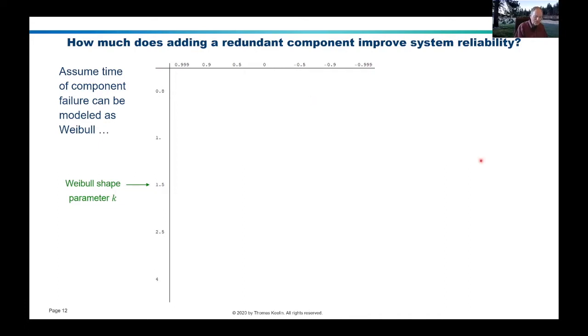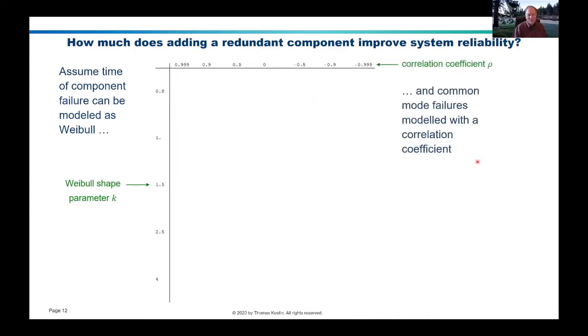of the Weibull shape parameter and common failure modes, which in this case I'm going to model as a correlation coefficient. Now, there are more sophisticated ways of modeling that, but let's just say that if the two components are independent, that's a correlation coefficient of 0. They could be dependent with a correlation coefficient of 0.5 or 0.9, or they could be strongly dependent or even anti-correlated, I guess, in principle. I think it's unlikely to happen in real life, or at least I'm not aware of it.